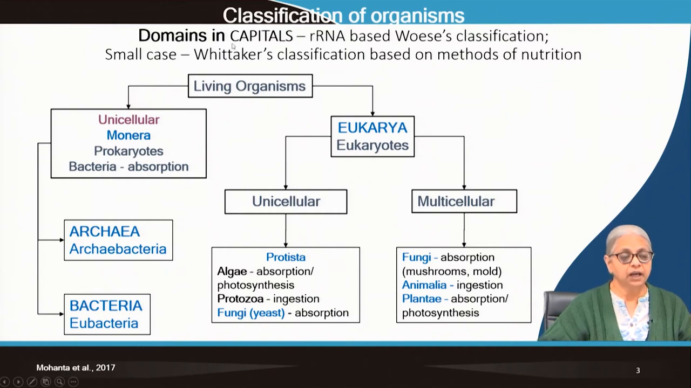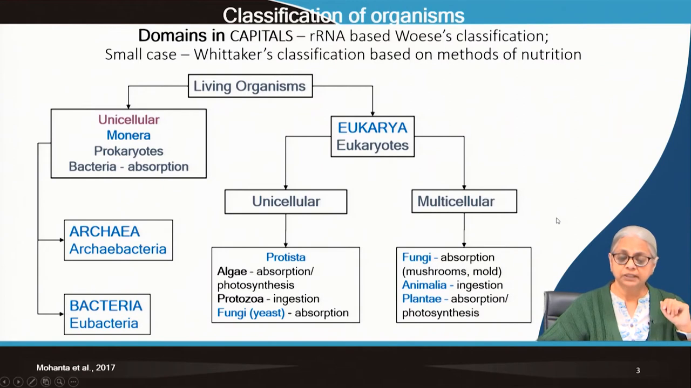Within bacteria, we now have 2 domains based on Woese's classification, which I will talk about later. And those are archaeobacteria and bacteria or eubacteria. These are the terms we used to use prior to Woese's classification. Within eukaryotes, you can have 2 groups: unicellular eukaryotes and multicellular eukaryotes. These unicellular eukaryotes are called protists. Protista is the name of the kingdom based on Whittaker's classification. They include algae and protozoa, and fungi-like examples such as yeast.